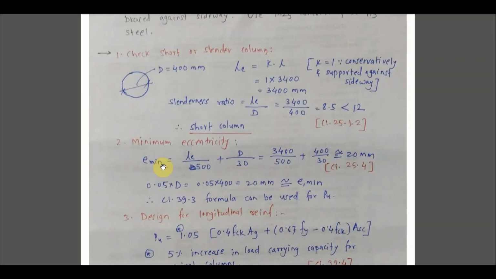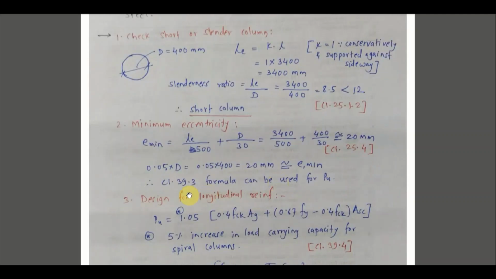Minimum eccentricity निकालेंगे इसकी L effective upon 500 plus D upon 30. So ये values हमने put कर दिए. D here is diameter, so this is nearly 20 mm. और 0.05 into D, ये जो वैल्यू है dx dy की जगह आप डायमीटर यूज कर रहे हैं because it is circular column. So 0.05 into diameter 400, so this also comes out to be 20 mm, which is nearly equal to your minimum eccentricity.